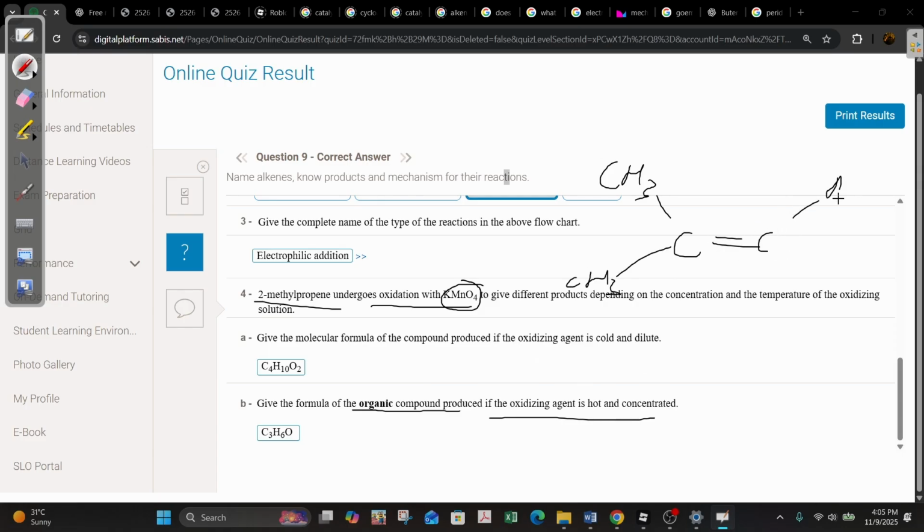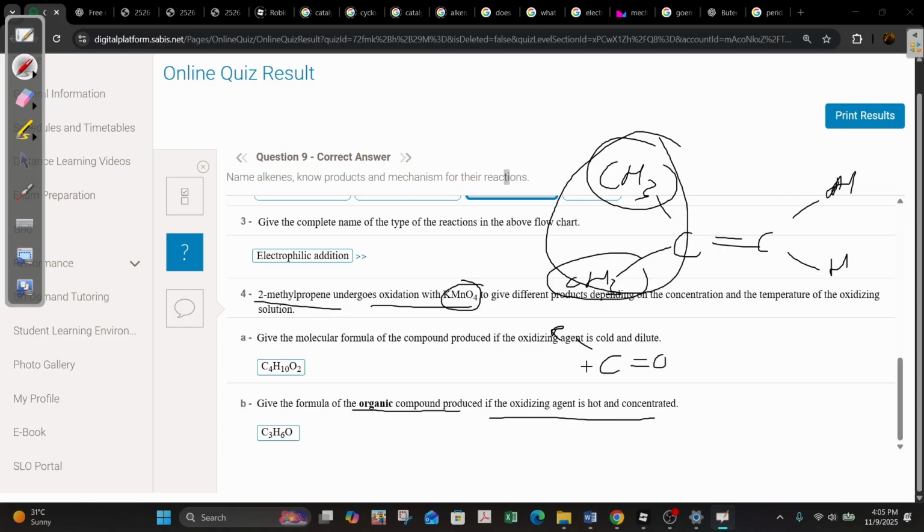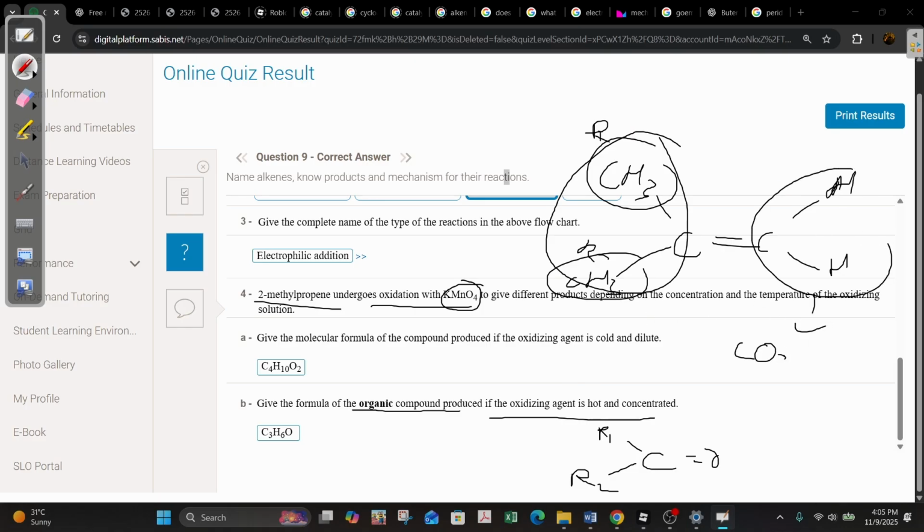Two products are actually formed from this reaction. This is an R group, and two R groups with hot KMnO4 will give you a ketone, a ketone with two R groups, R1 and R2 respectively. Let's say this is R1, this is R2 as well. And then this group will produce CO2 plus H2O. But is carbon dioxide or water an organic compound? No, it's only the ketone group.